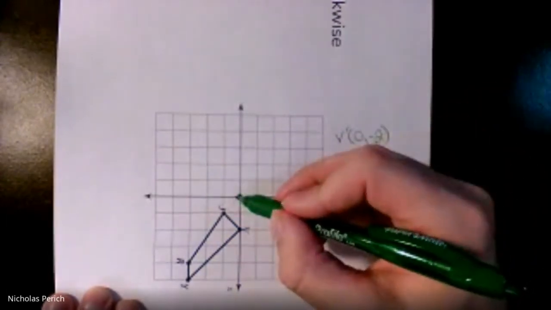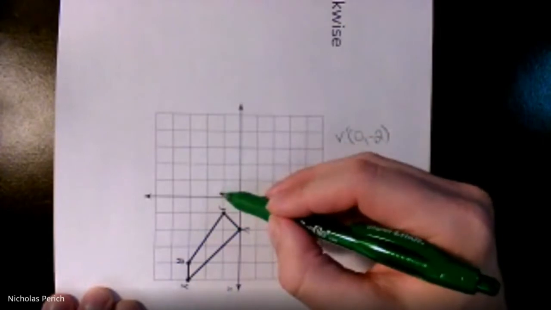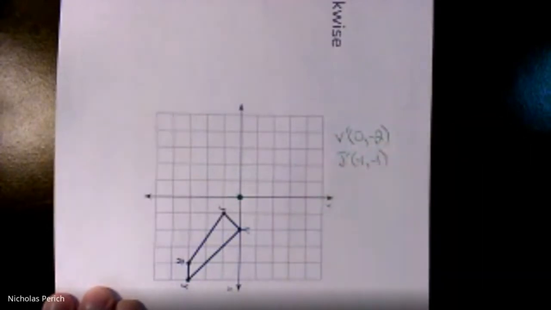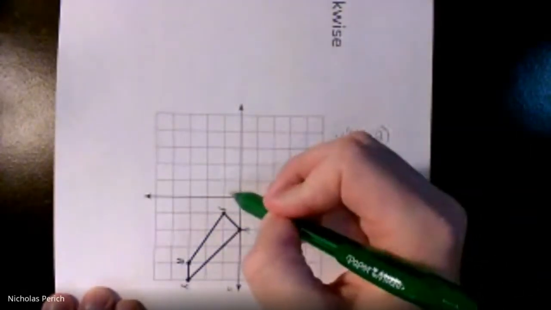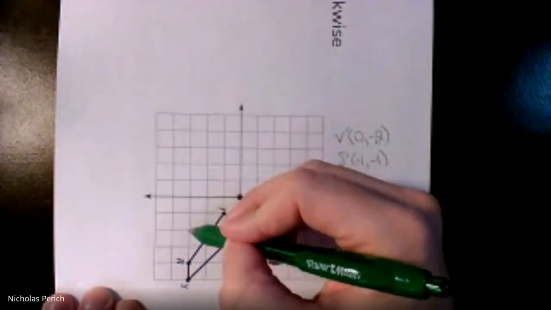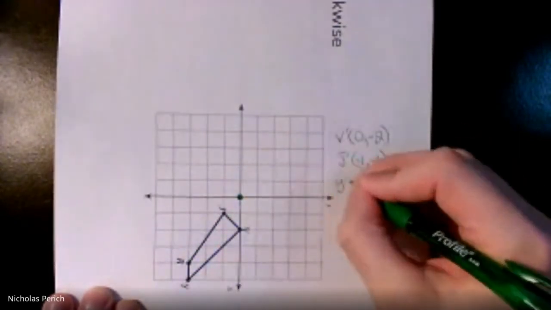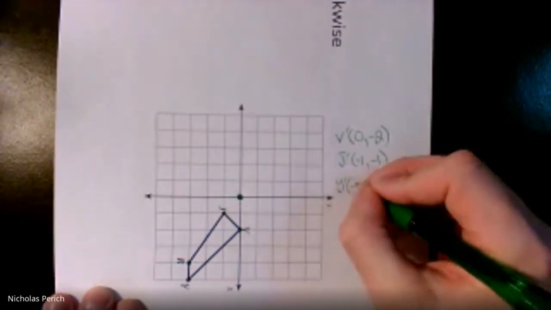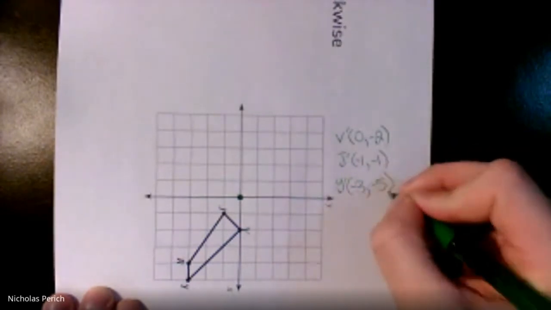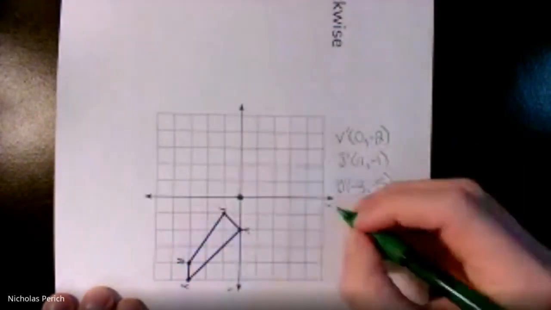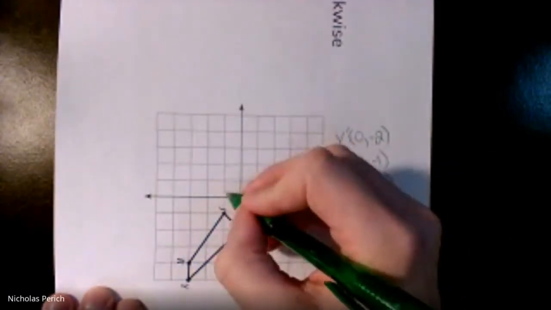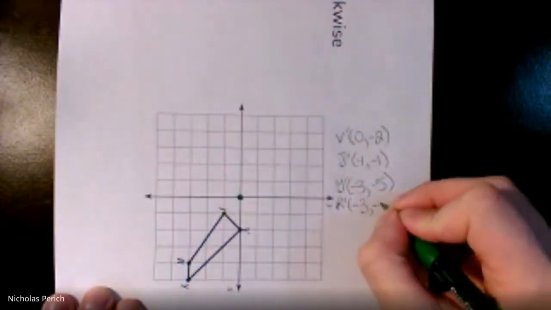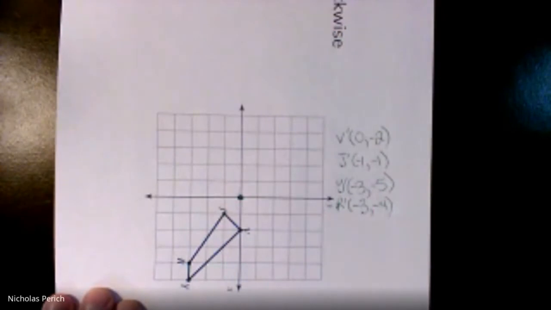It appears that the way I get to J is I go left and down 1. So J prime appears to be left 1, down 1. Y prime appears to be left 1, 2, 3, down 1, 2, 3, 4, 5. So that's Y prime. And I totally forgot what I said. Left 3, down 5. And it appears to me that R prime is going to be left 1, 2, 3, down 1, 2, 3, 4. Left 3, down 4. That's what it appears to be.